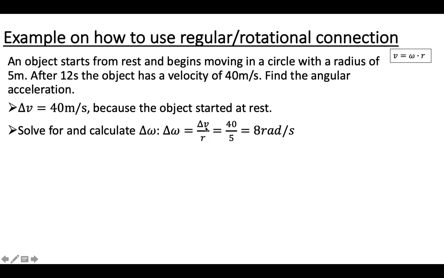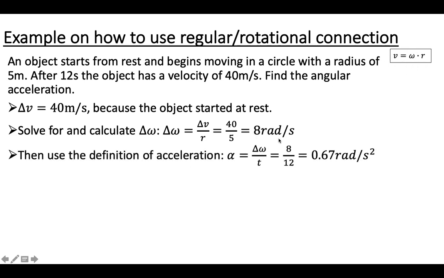Well, how much did our speed change? It changed by 40. Divide by r. I told you the radius of 5 meters. So 40 divided by 5, that's equal to 8 radians per second. And I do want to make a very important point right here. Whenever you use this equation right here with v and omega together, this needs to be in radians per second. It should always be in radians per second when you're using this equation.